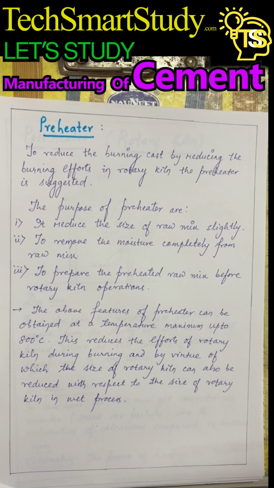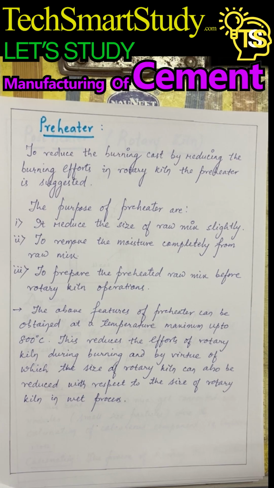Now the purpose of preheater is, before the raw mix goes for rotary kiln operation in dry process, the preheater is used. It removes the moisture from the raw mix completely so that the size of raw mix gets reduced. Then this preheated raw mix is used for rotary kiln operation.